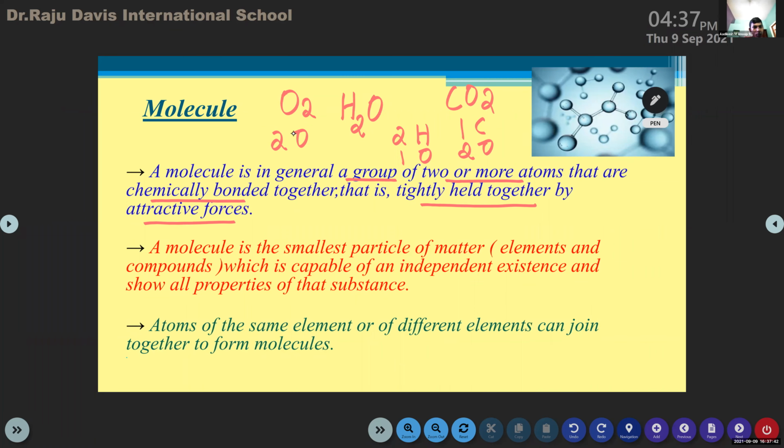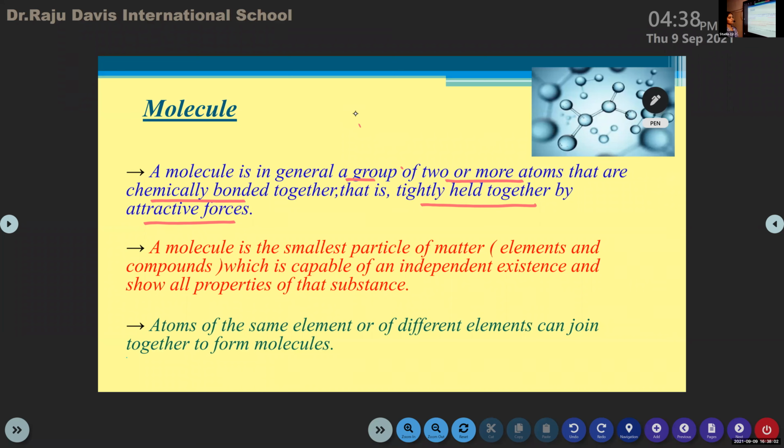So, Anandita, can you read the first point about molecule? Yes, ma'am. A molecule is in general a group of two or more atoms that are chemically bonded together, that is tightly held together by attractive forces. Okay, attractive forces, that is chemical bond. Clear?